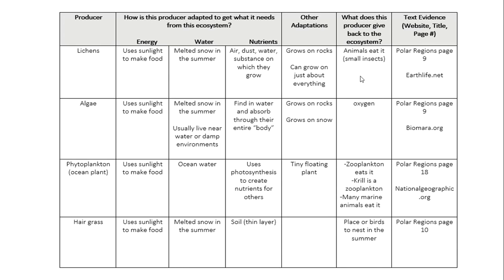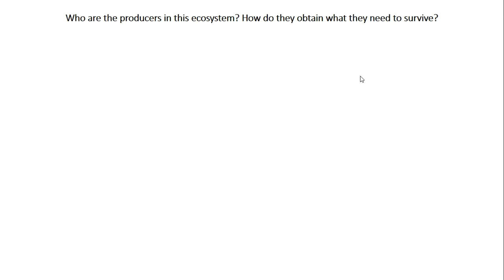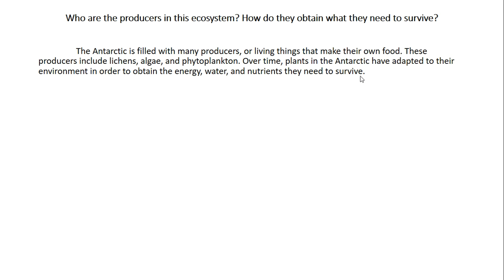So I'm going to take this entire organizer. If you'd like to read through it, you can feel free to pause now, press play when you're ready. But I'm going to take this organizer and write a paragraph about it based off of this rubric here. So what I need to do, my question, who are the producers in this ecosystem? How do they obtain what they need to survive? It's my introduction. The Antarctic is filled with many producers or living things that make their own food. These producers include lichens, algae, and phytoplankton. Over time, plants in the Antarctic have adapted to their environment in order to obtain the energy, water, and nutrients they need to survive.